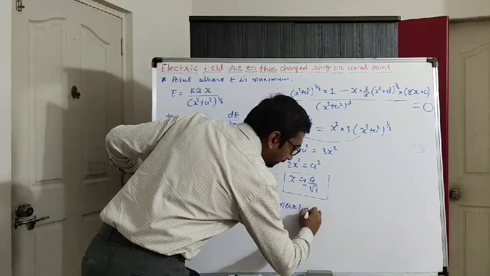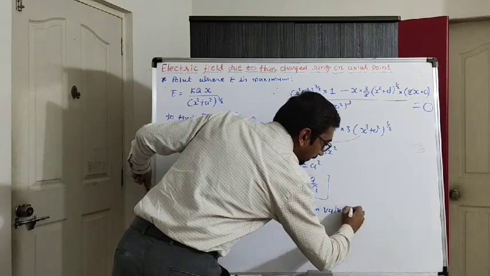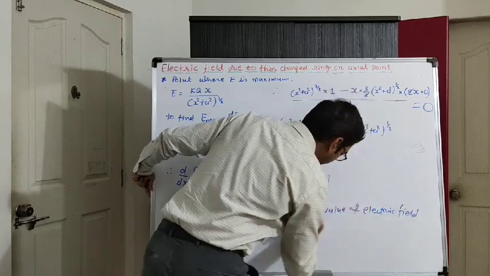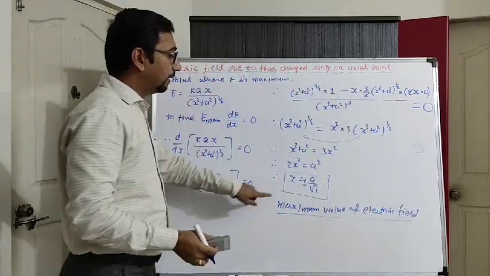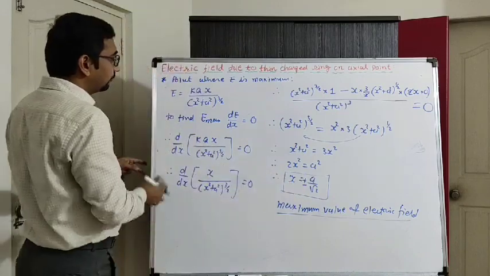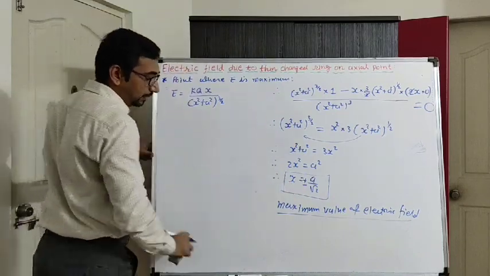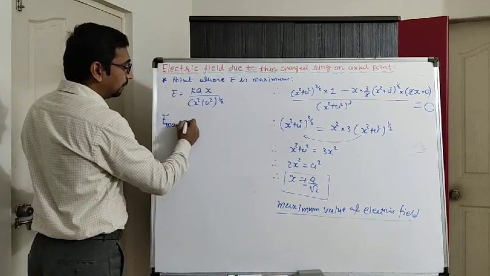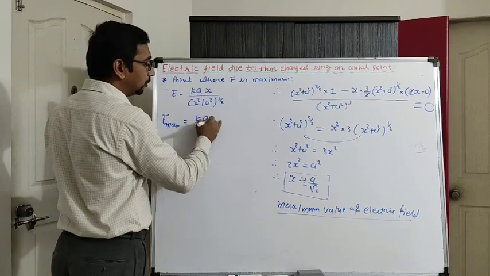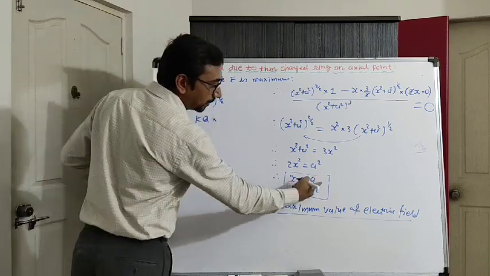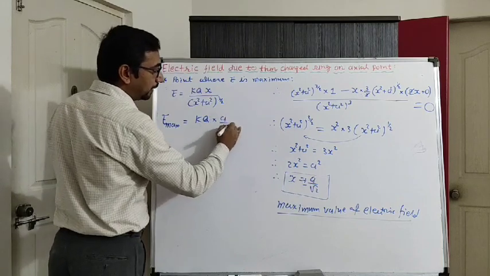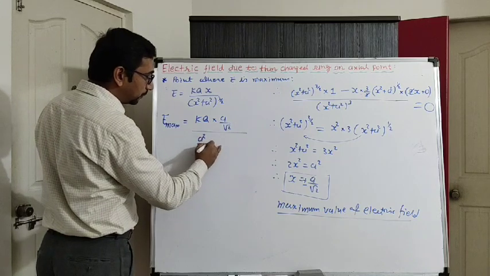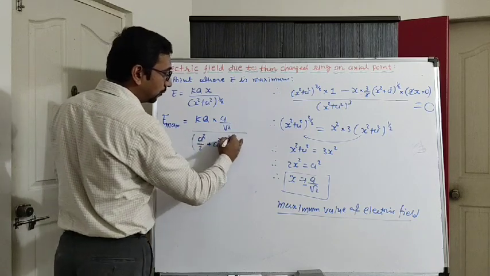maximum value of electric field, what will be this value? So now we already have the value of x here. If we substitute the value of x in the equation of electric field, so E maximum will be equal to kq into x, which is a upon root 2, a divided by root 2, divided by (x² is a²/2, plus a²) whole raised to the power 3/2.